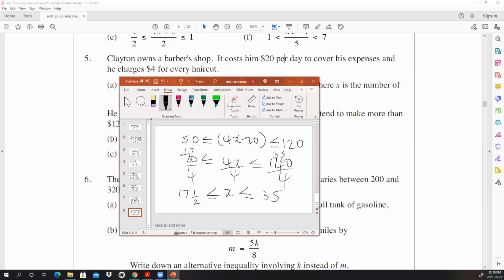All right. So in order to hit his target, he needs to say, obviously, we have 17 and a half haircut, right? So he's going to have to trim at least 18 customers for the day, up to a maximum of 35 customers. I don't need any more than that to hit the target.